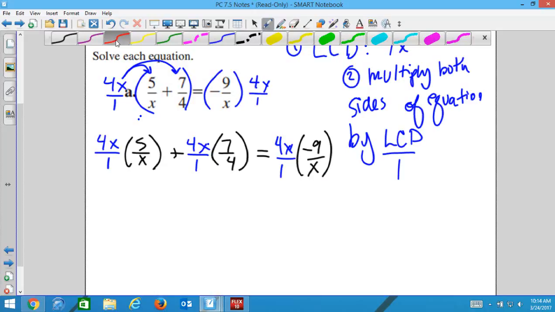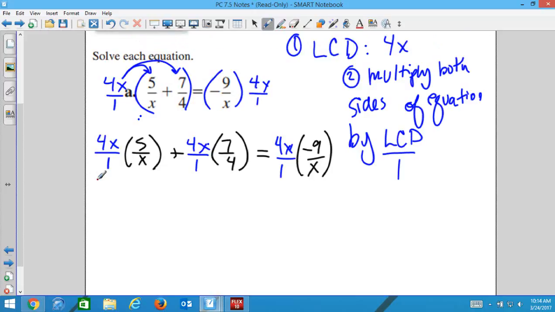Now at this step, we're going to look at each original fraction and what we're multiplying by, and stuff should cancel. So from here, what cancels? The x. And we are left with 4 times 5, 20. In the middle, we've got 4x over 1 times 7 over 4. The 4's cancel, and we get 7x. And then on the right side of the equation, the x's cancel, and we get negative 36.